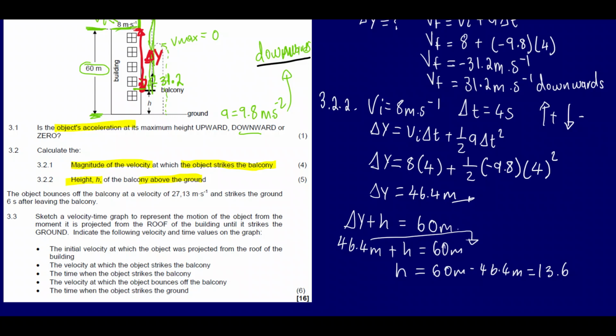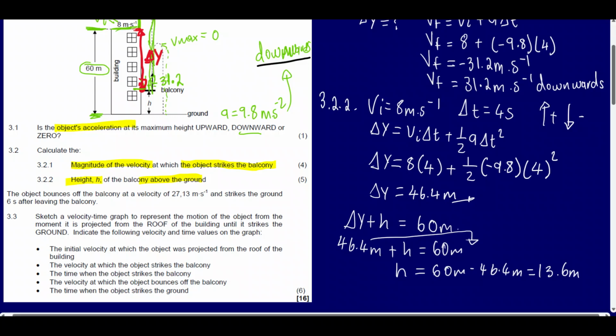If we say 60 minus 46.4, we get 13.6 meters, right? So I think that would have been our answer there, right? Let's just double check that delta y is correct.